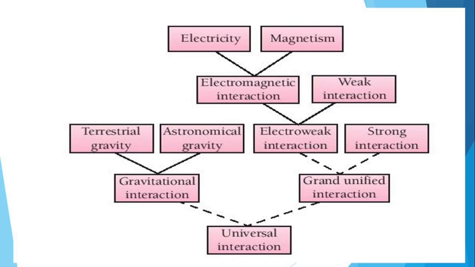Electricity and magnetism, as you know, are two different branches of physics, but it was Maxwell who showed that the electric and magnetic forces can be traced, or grouped, to a single interaction between charged particles. So they together come under electromagnetic interaction.